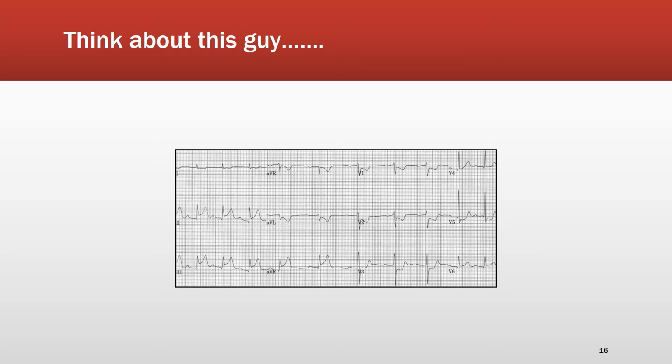So what would you guys call this? I'm thinking probably an inferior MI. So the vessel involved would be the right coronary artery, the RCA. You would probably want to do a V4R, maybe a right-sided 12 lead, or even a posterior 12 lead, to see how much of that right ventricle is involved with the inferior MI. So let's think about that 12 lead for a second.